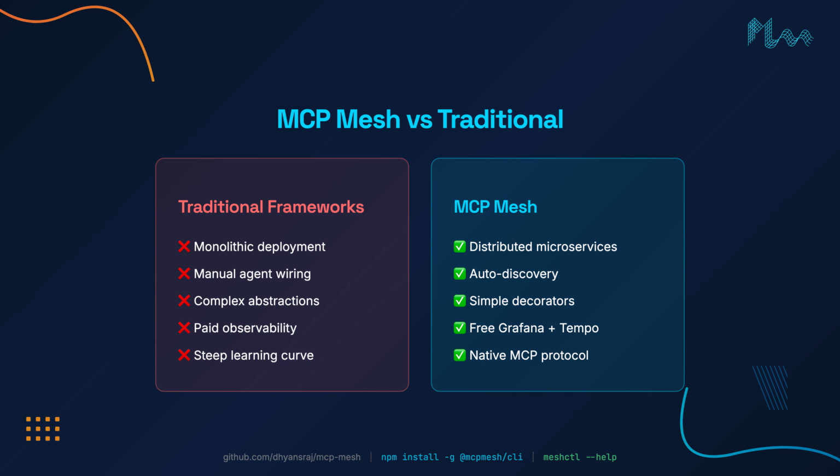Compare this to traditional frameworks. They give you monolithic deployments, manual agent wiring, complex abstractions, paid observability, and a steep learning curve. MCP Mesh flips this entirely. Distributed microservices, automatic discovery, simple Python decorators, free monitoring, and native MCP protocol support out of the box.